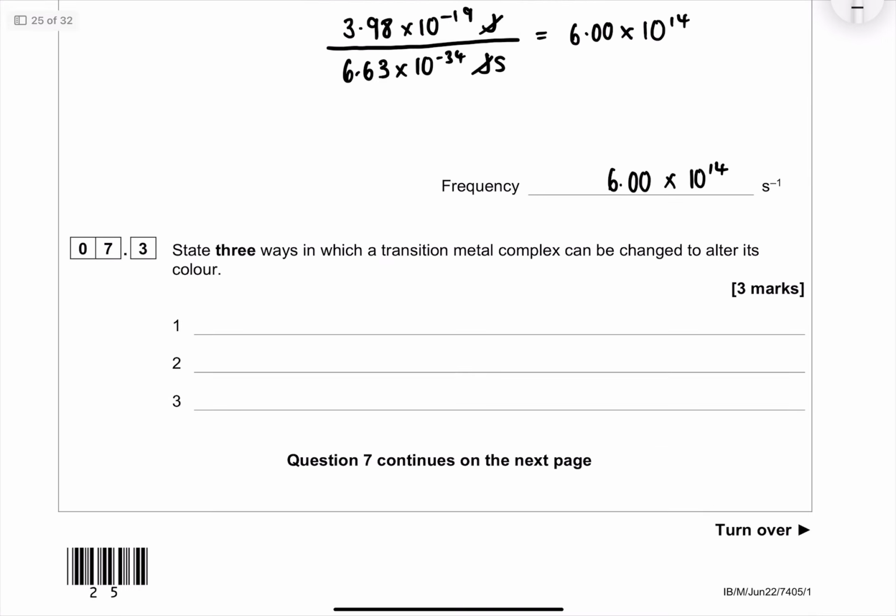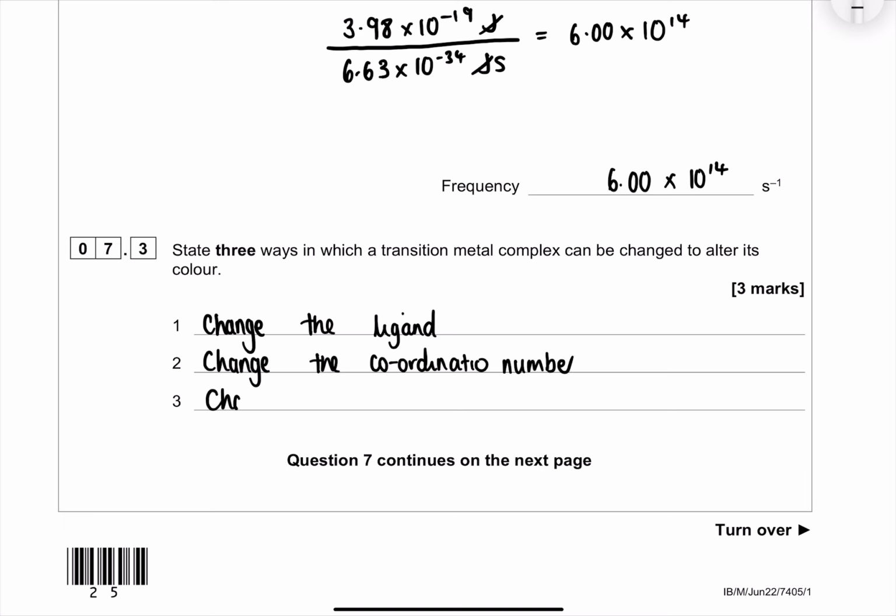State 3 ways that a transition metal complex can be changed to alter its colour. So we could change the ligand. So instead of having chloride ions, we could have water, and that would be a different colour. We could change the coordination number, and we might see a different colour. And we could change the oxidation state of the metal. So we could oxidize or reduce the metal.